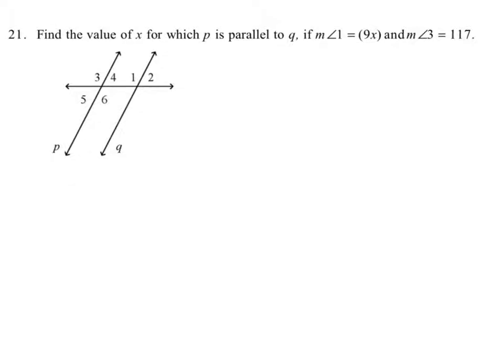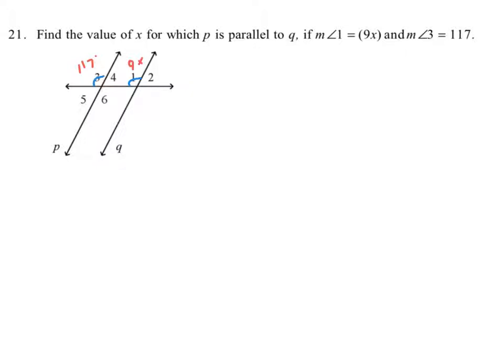Okay, find the value of x for which P is parallel to Q. They say that the measure of angle 1 is 9x. Let's fill that in there. And the measure of angle 3 is 117. Well, the fact is, if those lines are parallel, then these two angles are going to be congruent because they are corresponding angles.